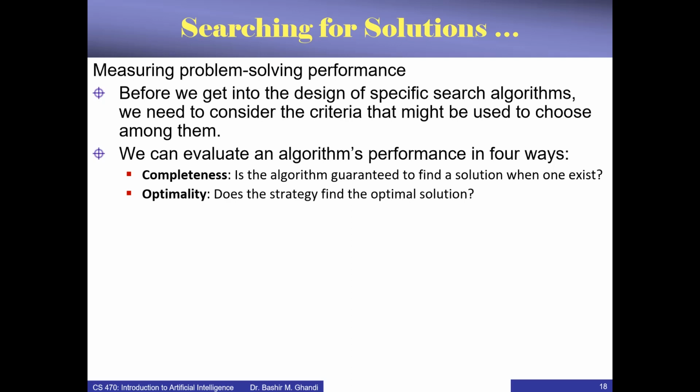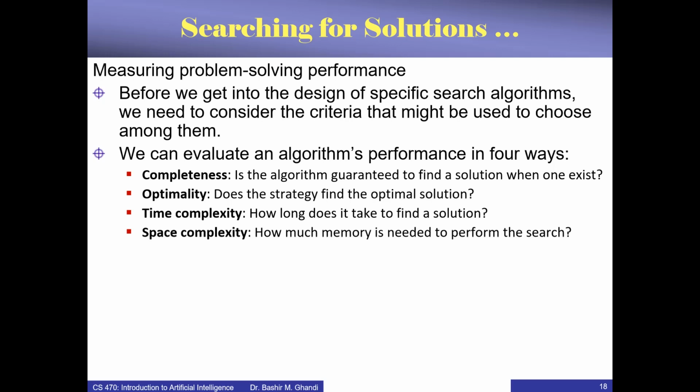2 is optimality. Does the strategy find the optimal solution? In other words, the solution we obtained, is it really the optimal? It is a solution, quite okay. But is there another solution that we can get that is cheaper? If no, this is the cheapest, then we say it is optimal. And the last two are the time complexity and the space complexity. I'm sure you are all familiar with this. Time complexity means how much time it takes to find the solution, and the space complexity means how much memory is needed to actually go through this algorithm. Okay, so those are the basic information we need before we start looking at our different searching strategies.